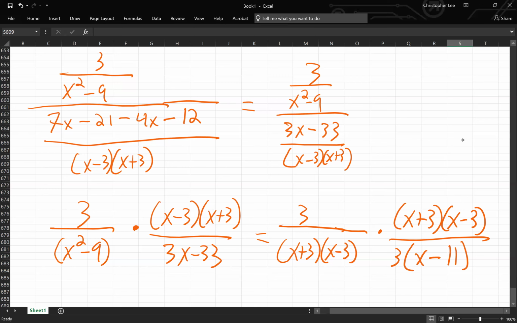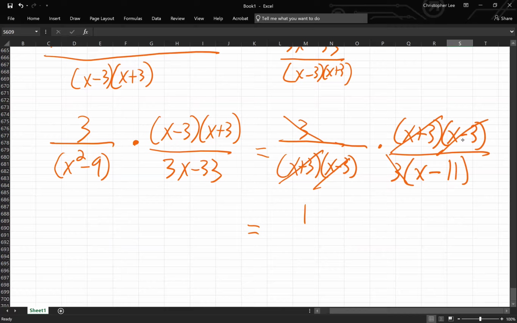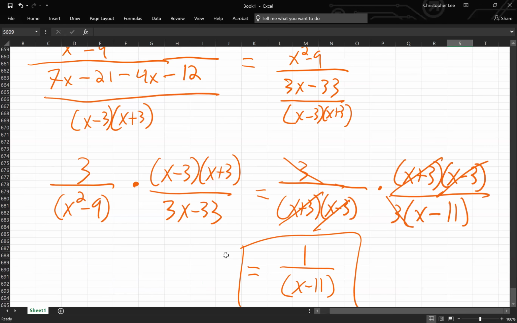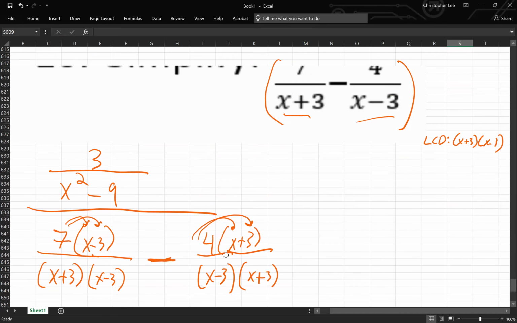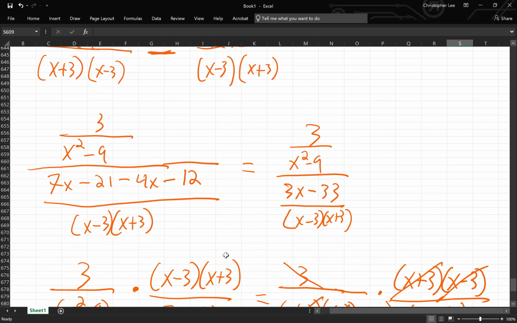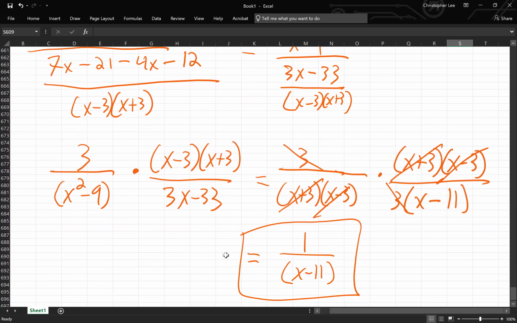After that, cross out the like terms. You already know. Bop, bop, bop, bop, bop, bop. Final answer. 1 over x minus 11. And that's it. Questions, anybody? It's not too bad, right? Just break it down, cross out the like terms. Good? All right, let's take a look at the next question.